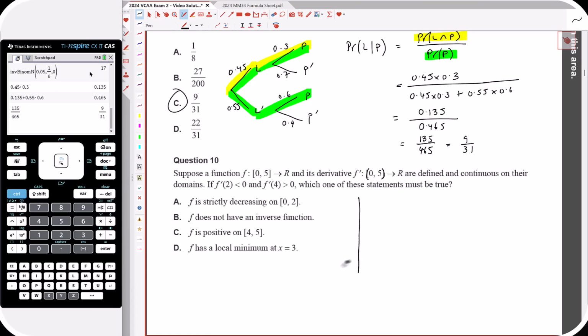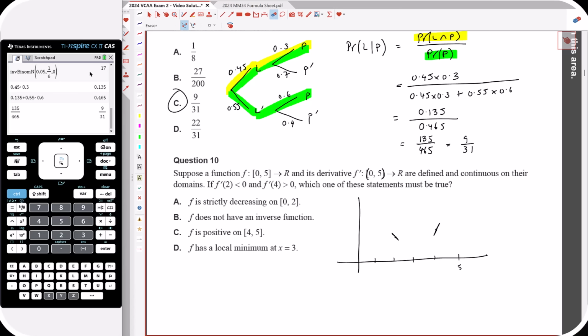Okay, so let's think about what we know, and we don't know very much. 2, 3, 4, 5. The function is only defined over this domain. We know at 2 the gradient is negative, and at 4 the gradient is positive. Now we don't know where the curve is. That might be down here and up here. We don't know what the gradients are. It might be very steep and not very steep. So really that's all we know.